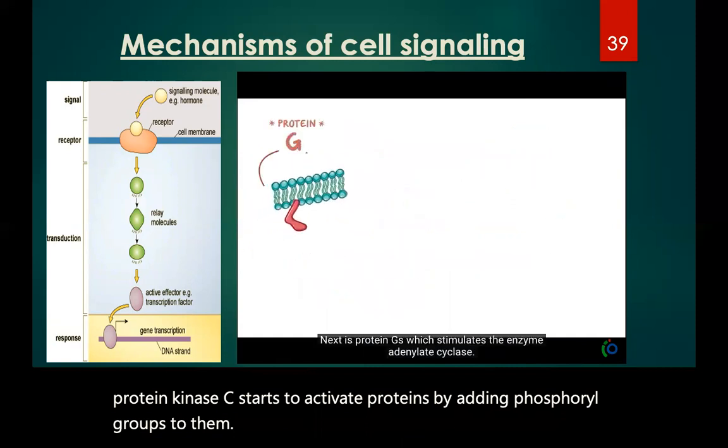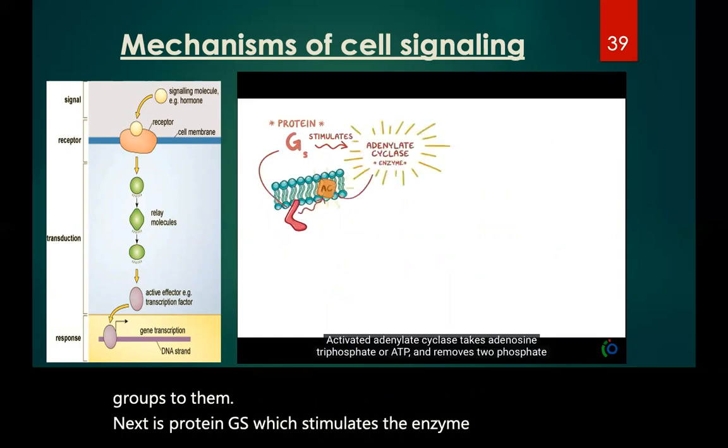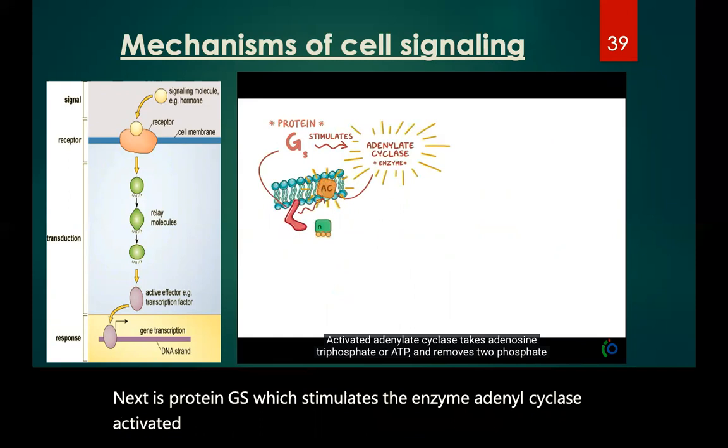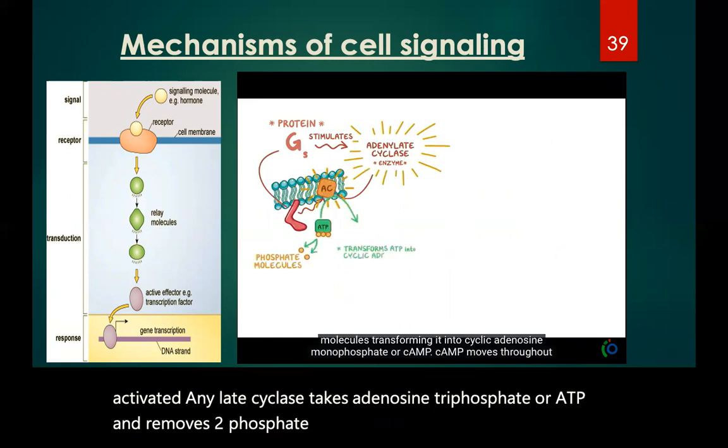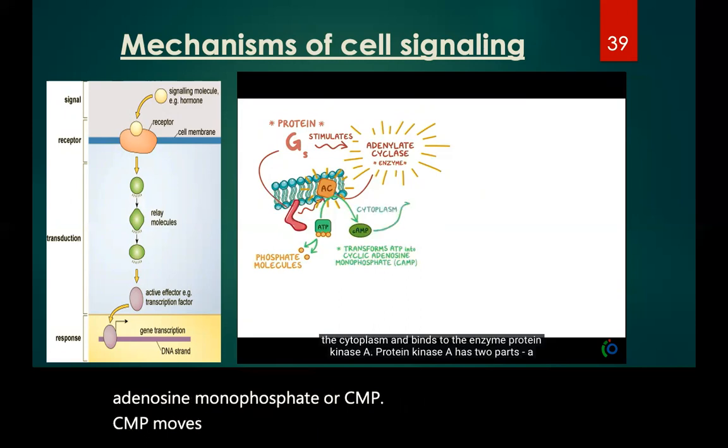Next is protein GS, which stimulates the enzyme adenylate cyclase. Activated adenylate cyclase takes adenosine triphosphate, or ATP, and removes 2 phosphate molecules, transforming it into cyclic adenosine monophosphate, or cAMP. cAMP moves throughout the cytoplasm and binds to the enzyme protein kinase A.